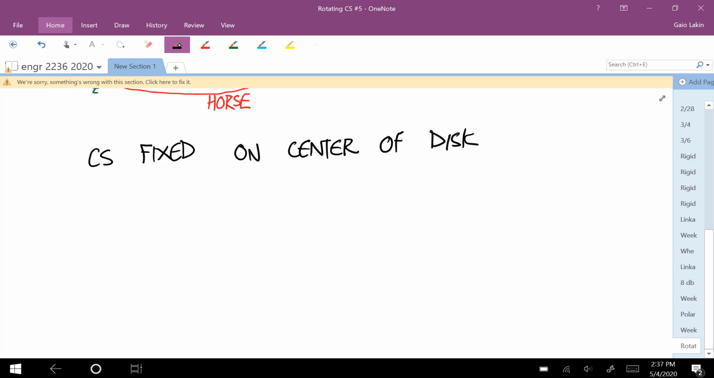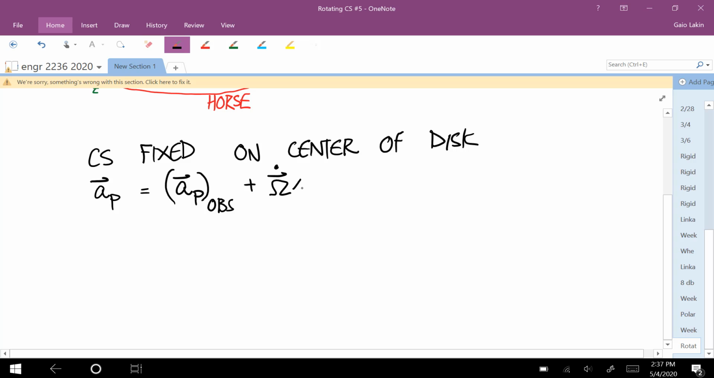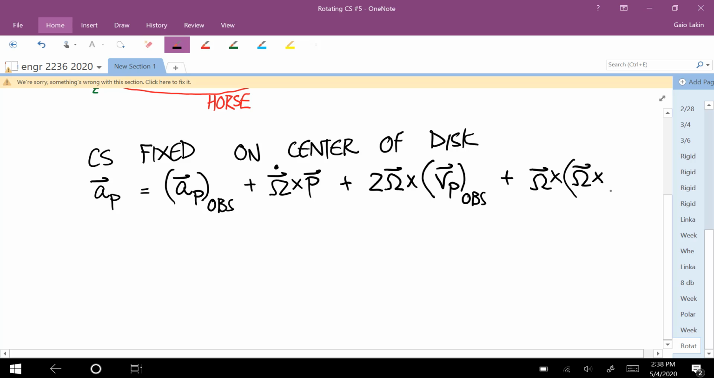Okay, so the acceleration of that point P is going to be the acceleration of P observed in that rotating coordinate system, plus capital omega dot crossed with P, plus 2 times capital omega crossed with the velocity of P observed in the coordinate system, plus capital omega crossed with the quantity capital omega cross P. And that's all we have to do. We don't have to use relative motion. So let's just figure out what the pieces are for this.